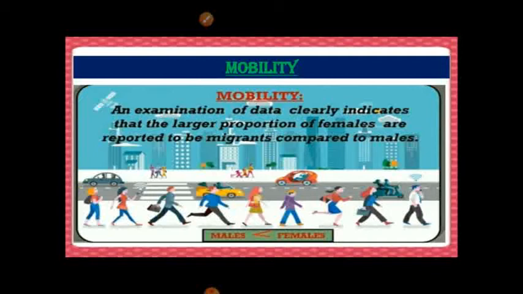Further, one usually associates mobility with males rather than females. However, an examination of data clearly indicates that a larger proportion of females are reported to be migrants compared to males. In the country as a whole, 53% are female migrants while 23% are male migrants in 2011. In Tamil Nadu, the picture is very similar, with more than half the females, 52%, reporting their status as migrants by place of last residence and 35% are male migrants.